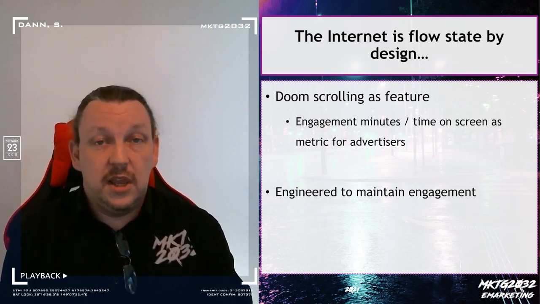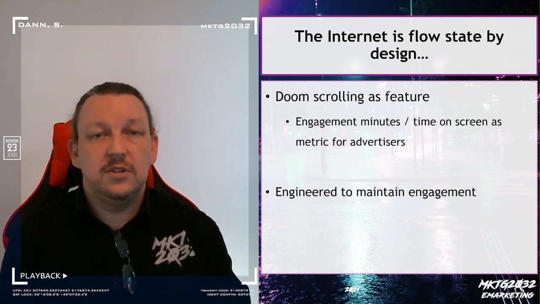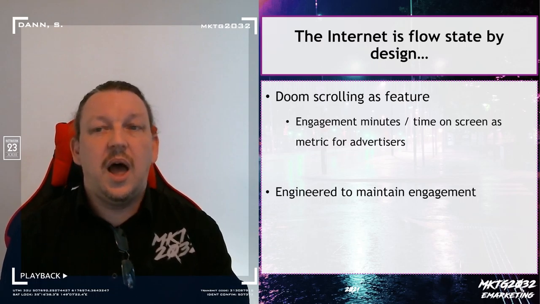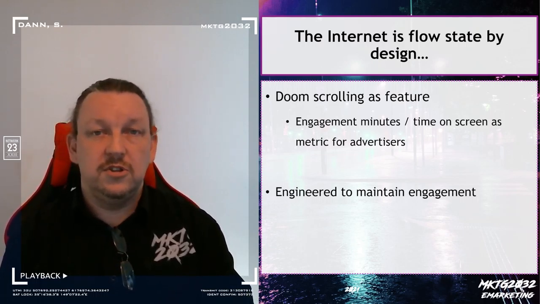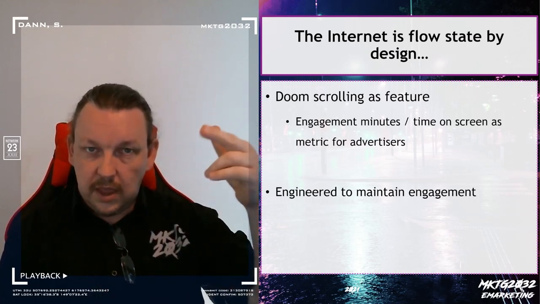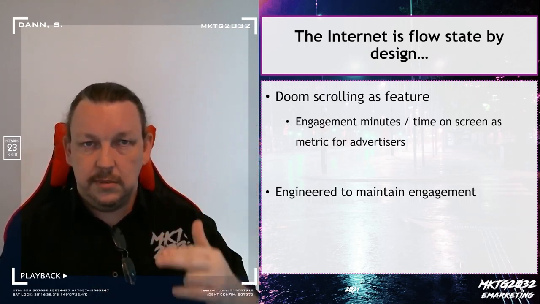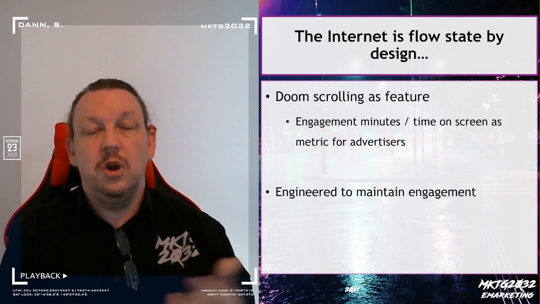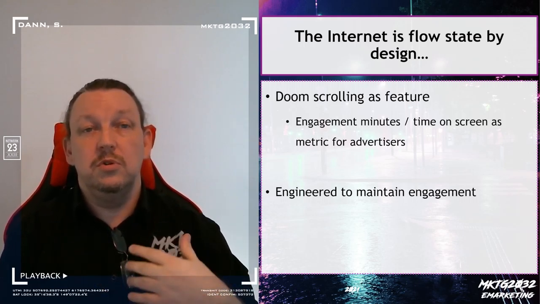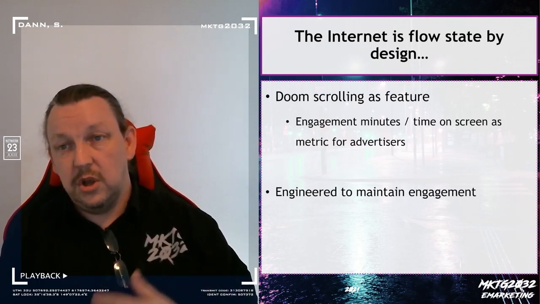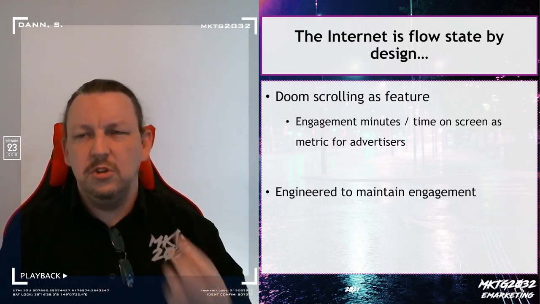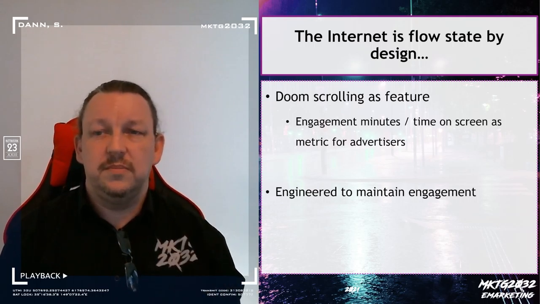Look, the internet is a flow state by design. That's why Hoffman and Novak talked about it back in 96. The doom scrolling is flow state by design. A stimulus response that you don't want to break out of because you don't want to lose the next response. And also, instead of a useful metric, we have a metric we could measure.